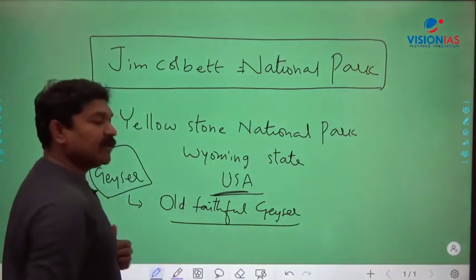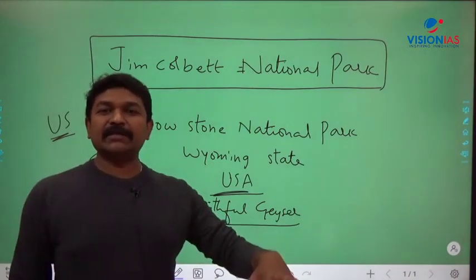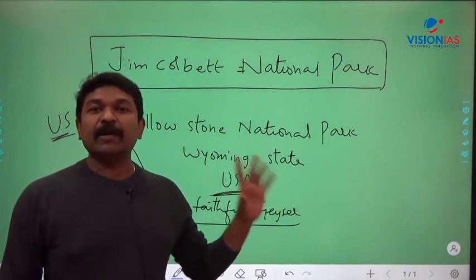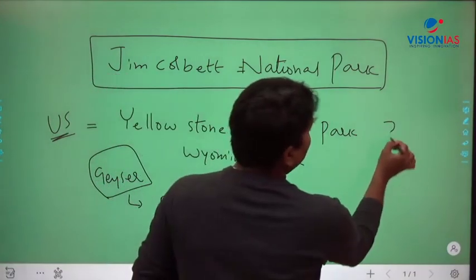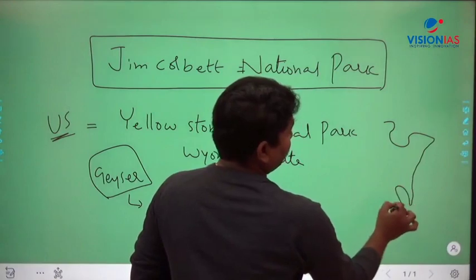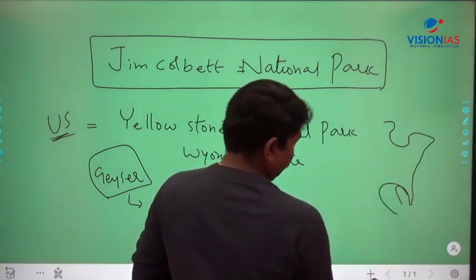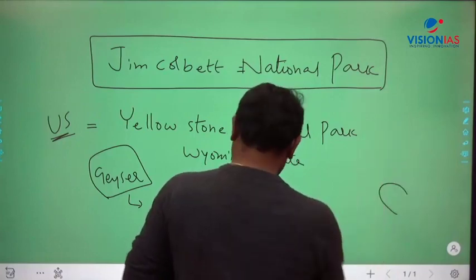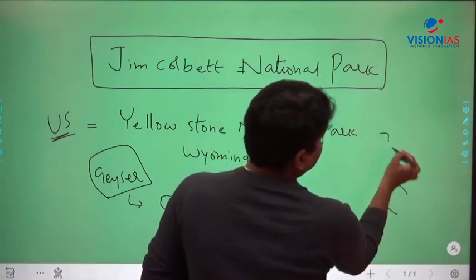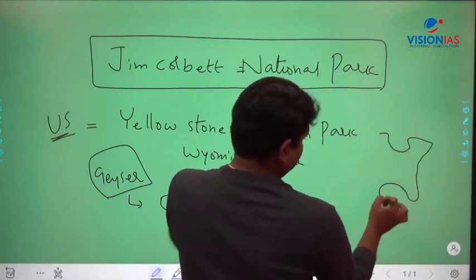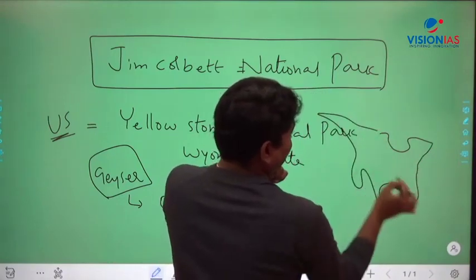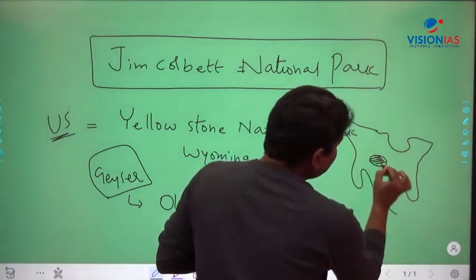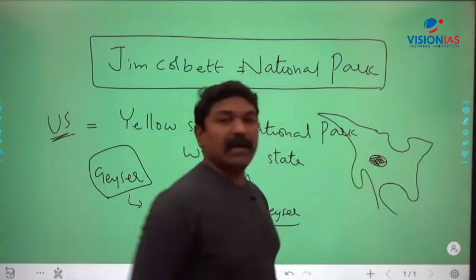The Old Faithful Geyser, which is a wonderful geyser, is one very important geyser present in the Yellowstone National Park. Where do you find this Yellowstone National Park? Suppose this is a country like the USA. This is the area where you can find the Wyoming state. Within this Wyoming state you can find the Yellowstone National Park.